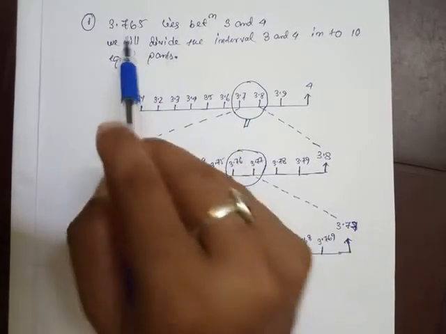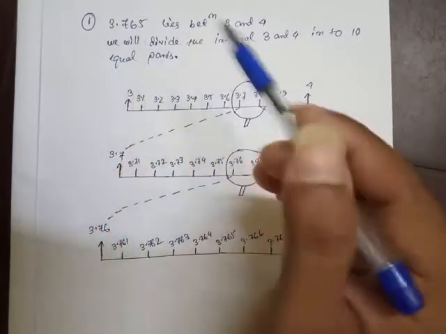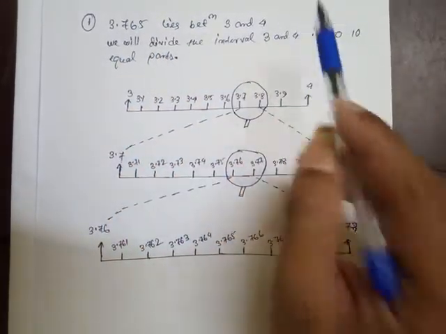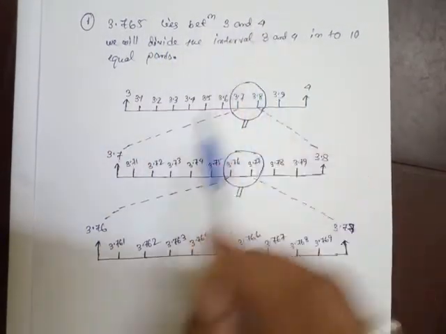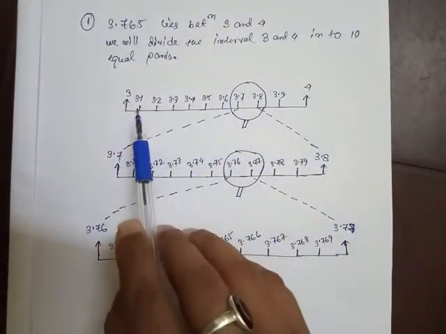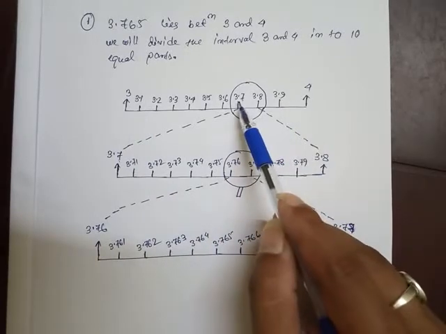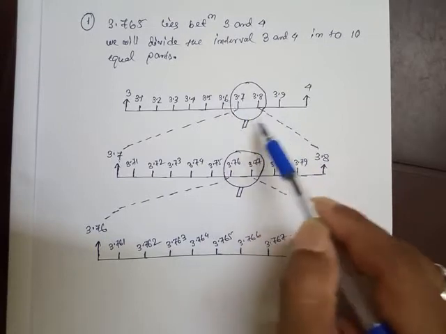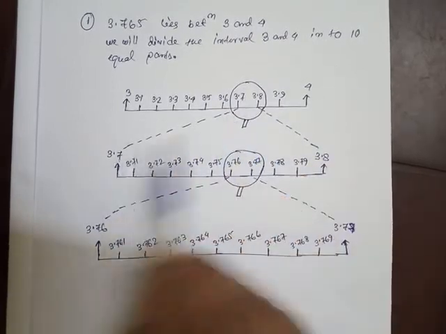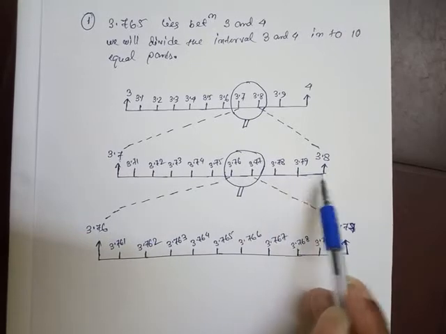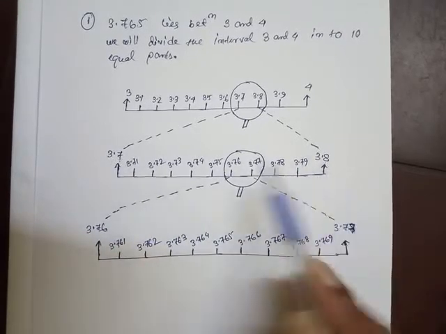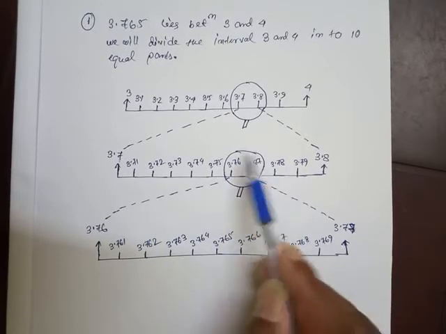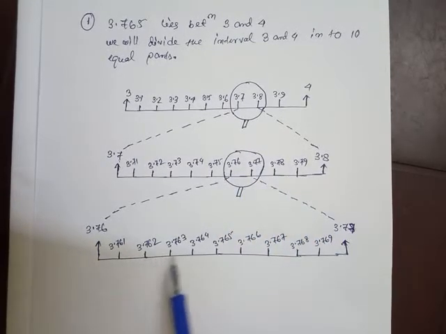Look here, student. First question, 3.765. I repeat again, 3.765 we have to put into the number line by successive magnification. This value lies between 3 and 4. So in between 3 and 4 there are 10 small equal parts. Now 3.7 and 3.8 we have done the magnification here. Then in between these two there are 10 equal parts again, 3.7 and 3.8. So the next part would be the magnified part, 3.76 and 3.77. In between these two we have done magnification again.